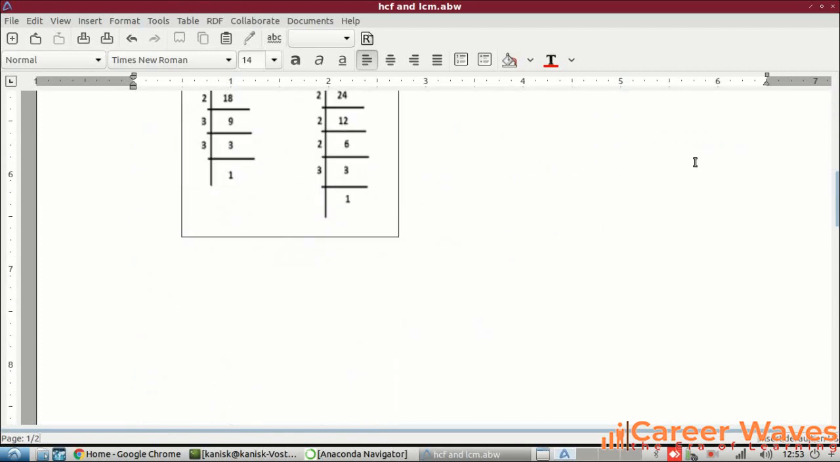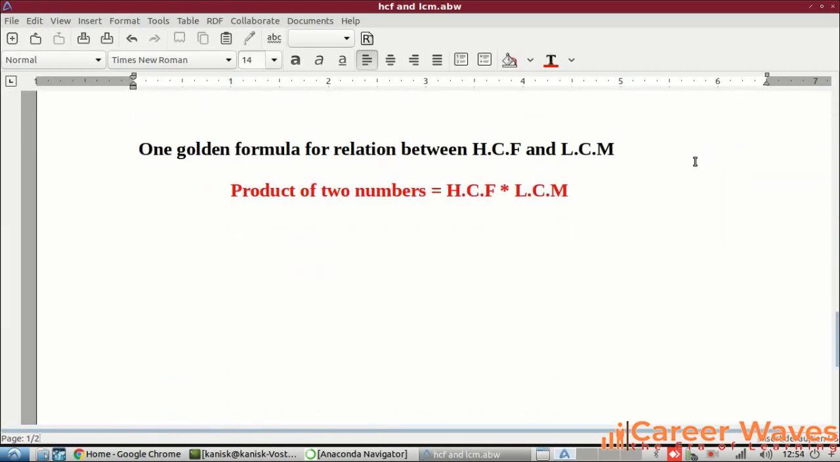So let's move to that golden formula, and the golden formula works like this. One golden formula for the relation between HCF and LCM is, if there are two numbers given, then HCF into LCM is equal to the product of the two numbers. So now, if somebody asks for HCF, then we will first get the product of the two numbers, and we will divide by LCM by putting it on the LHS.